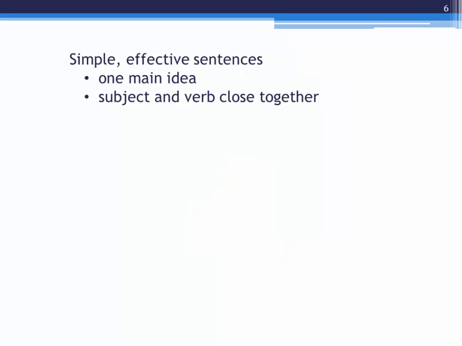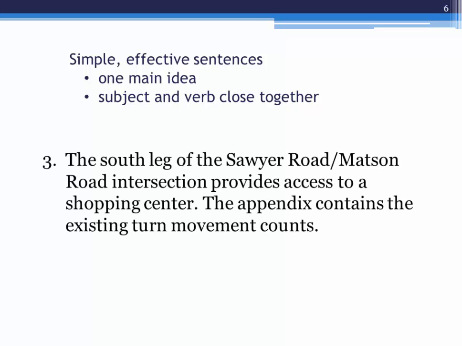Let's look more closely at some examples of effective sentences written by civil engineering practitioners. Example 3 has 2 sentences from a report about the design of an intersection. A good way to confirm that sentences contain one main idea is to identify the subject and verb and make sure there's just one of each. Look at these 2 sentences and identify for yourself the subject and verb for each one. Here are the subjects marked in red and the verbs marked in blue. Each sentence has one subject and one verb, and they're close together.